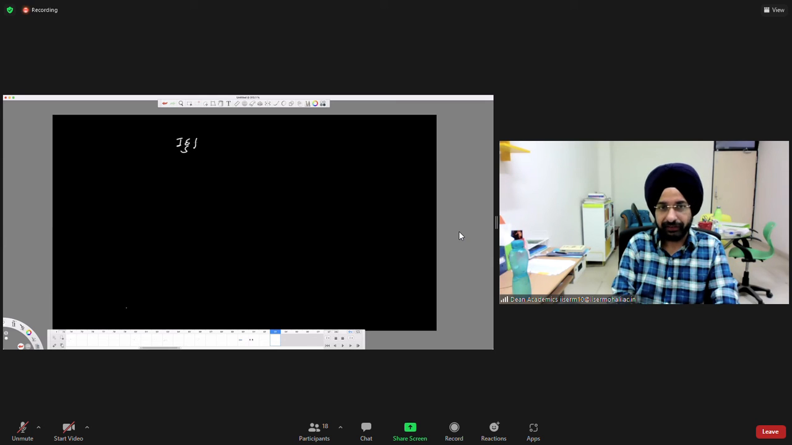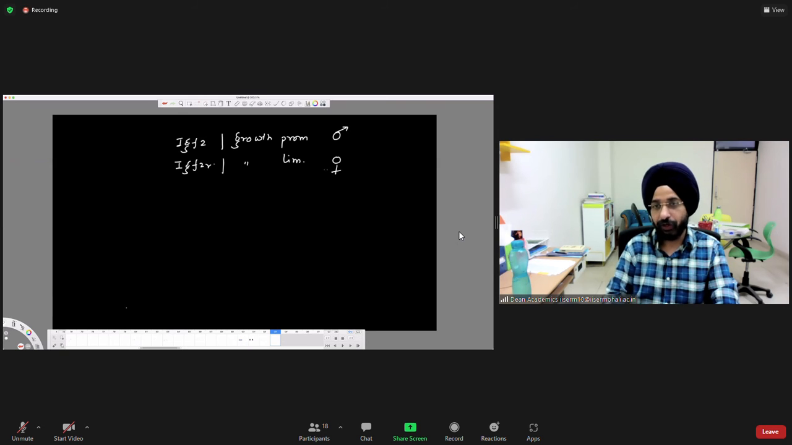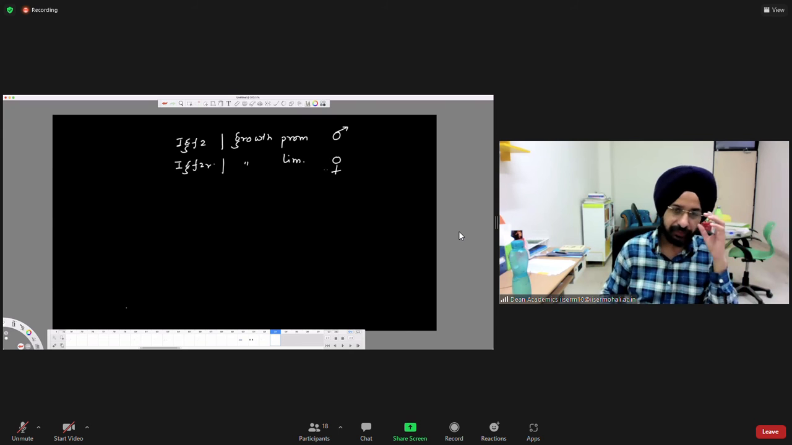Okay, so a better example is the IGF-2 gene, insulin growth factor. This is a well-known growth factor, and the insulin growth factor receptor gene. So this one is growth promoting, and this one is growth limiting. This would be expressed from the paternal chromosome, growth promoting, and this will be expressed from the maternal. This is the case exclusively in human beings and most mammals. It is well studied in mice.